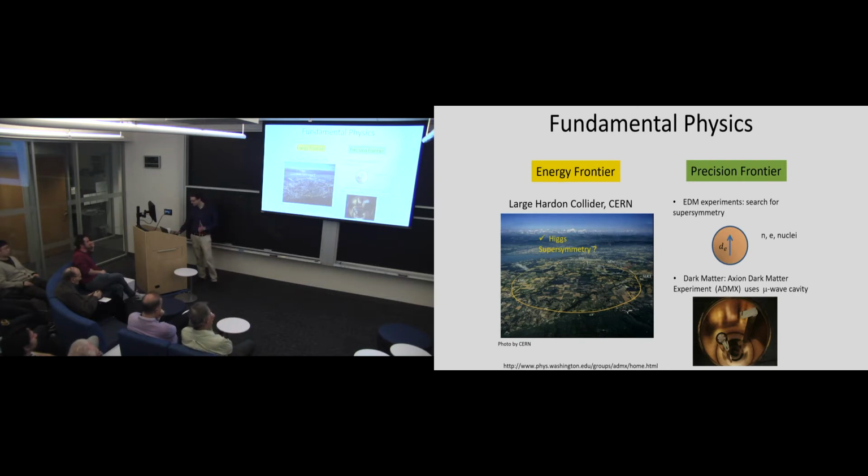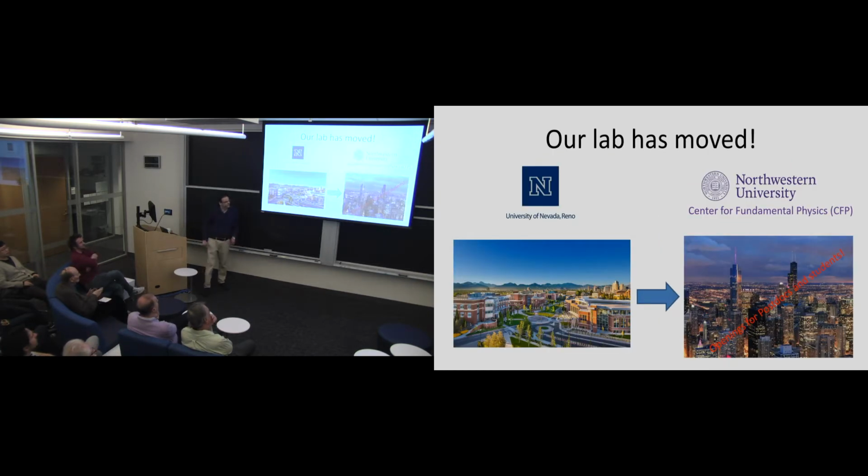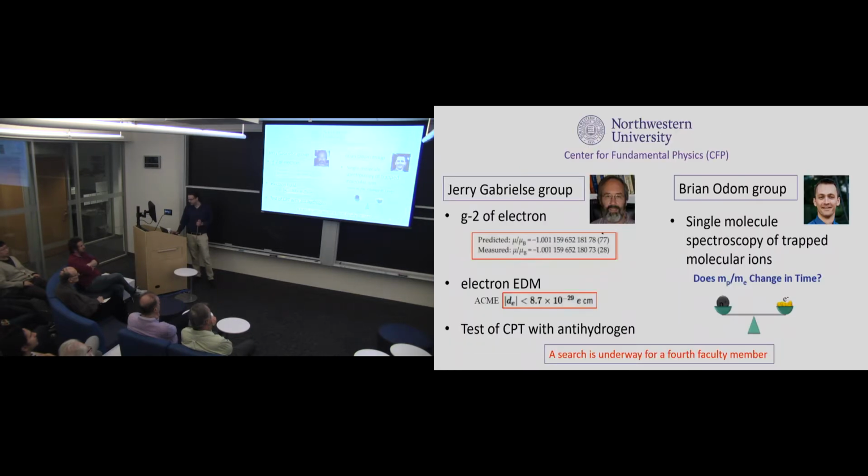In the second column here, on the precision frontier, I wanted to mention, as Sergey already said, our lab recently moved from the University of Nevada in Reno to Northwestern University, where there is a newly established Center for Fundamental Physics, where the idea is to collect together a bunch of faculty doing these kind of experiments, where we basically do tabletop experiments to look for fundamental physics questions. And in addition to our efforts at the center, we also have the group of Jerry Gabrielse, where he's done precision measurement of the electron magnetic moment, as well as being involved with obtaining limits on the electron electric dipole moment and searching for fundamental symmetry breaking using antihydrogen.